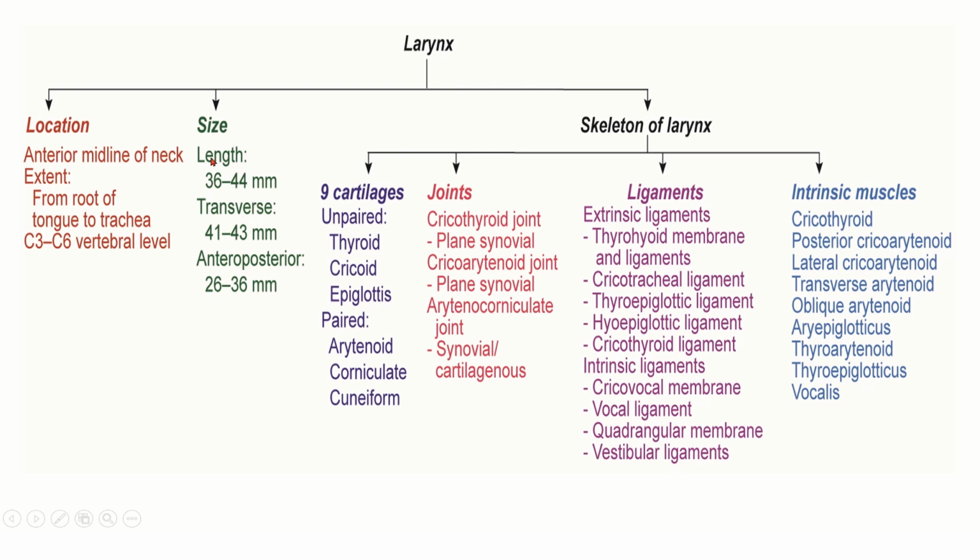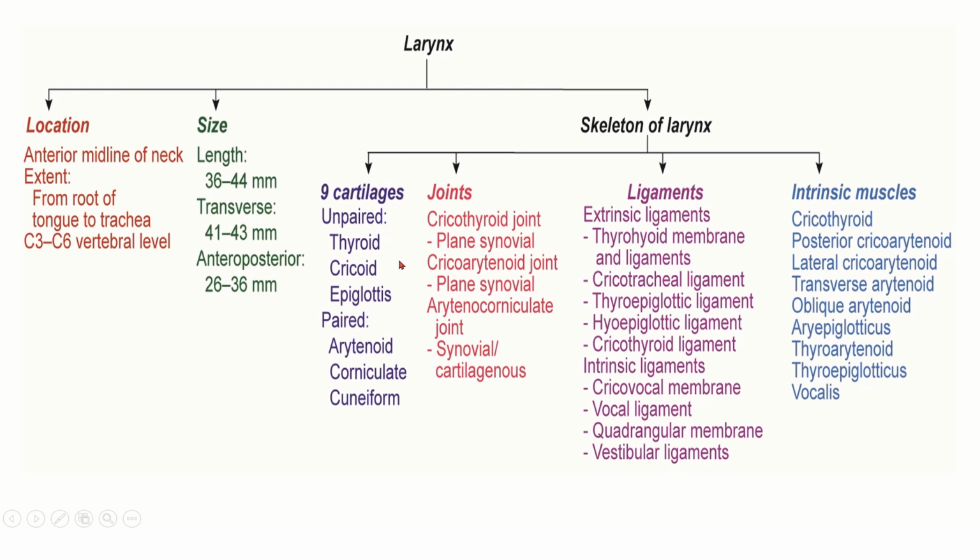Length: in females, the length is 36 millimeter. In males, it is 44 millimeter. Transverse diameter: in females it is 41 millimeter, in males it is 43 millimeter. Anteroposterior diameter: in females it is 26 millimeter, and in males it is 36 millimeter.